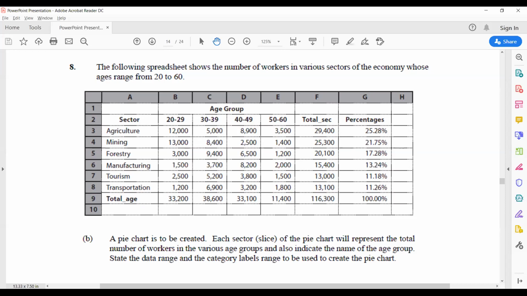All right, so I want you all to think about this for a couple minutes, and when we start back, indicate to me the data range and the category labels range. Yes, I'm going to give you all a couple minutes to think about it.